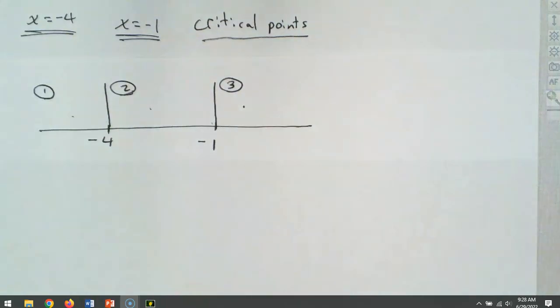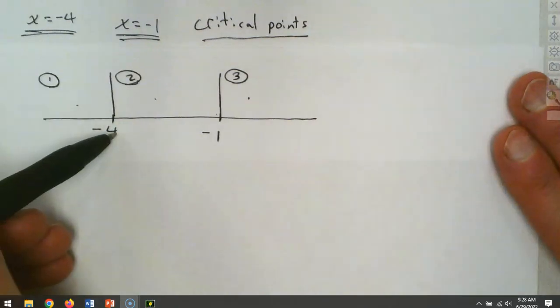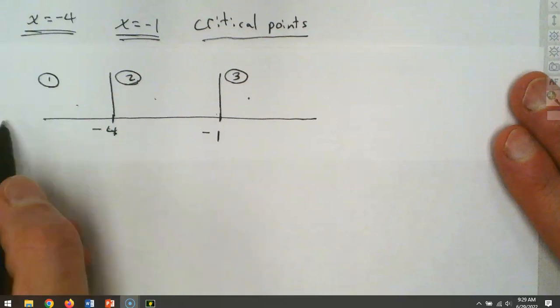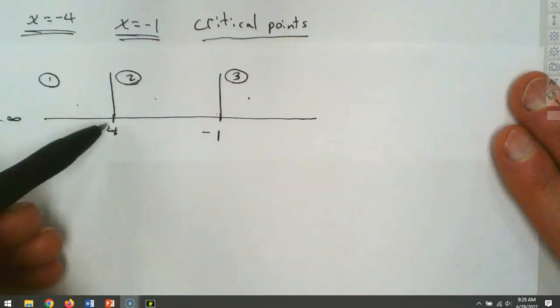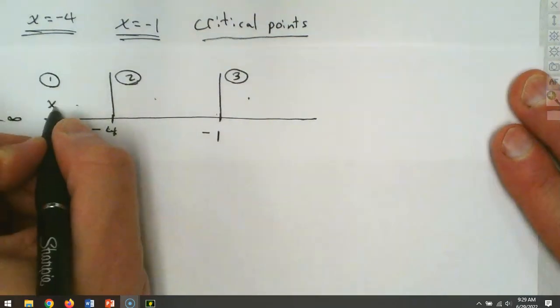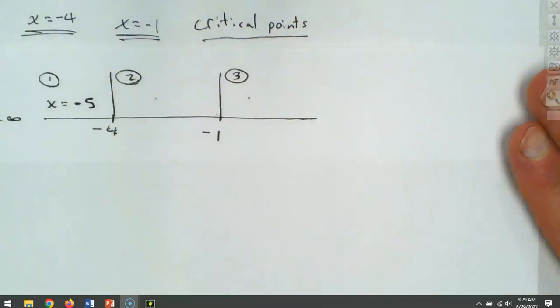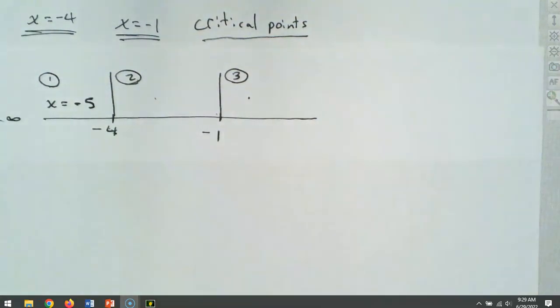And we do that by picking a number that's inside that region to check back in the original. And we've got x minus 4 here. So we need a number that's in this region. And remember, this is negative infinity here. So we need something that's less than negative 4. The easiest one to pick is the next number, which is negative 5, because it's less than negative 4.